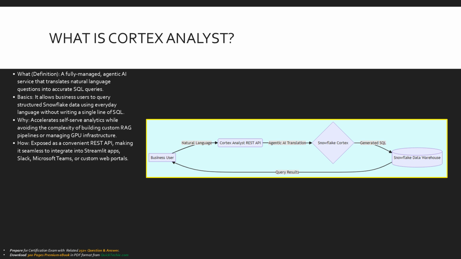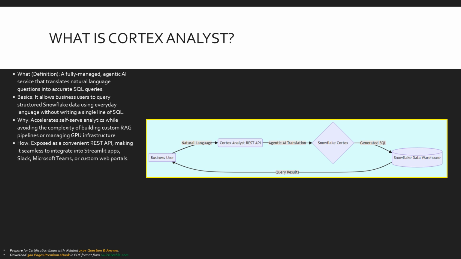Why should we use this instead of building it ourselves? Because building a production-grade text-to-SQL engine that balances accuracy, latency, and cost is incredibly difficult. Cortex Analyst handles all of this complexity for you under the hood. How do we use it? It takes an API-first approach. By utilizing the Cortex Analyst REST API, your engineering team can embed this capability directly into the tools your users already love, like Microsoft Teams, Slack, or custom Streamlit dashboards.